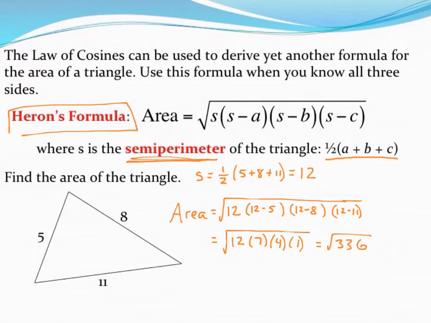To finish it, then I'll use my calculator to get the square root of 336. And I find the area of this triangle is approximately 18.33. And since I don't have any label for sides, I'll just say units squared. So that's the area of this triangle.